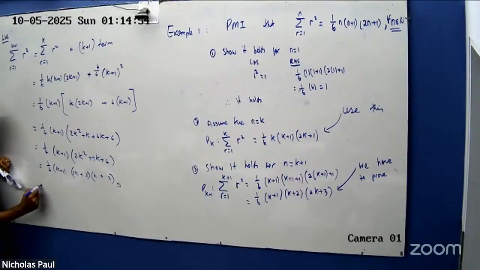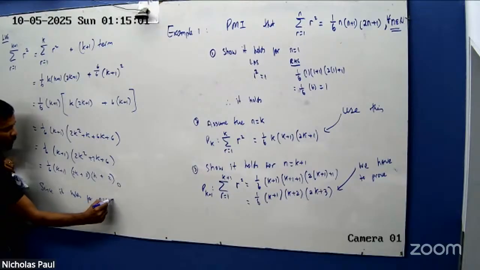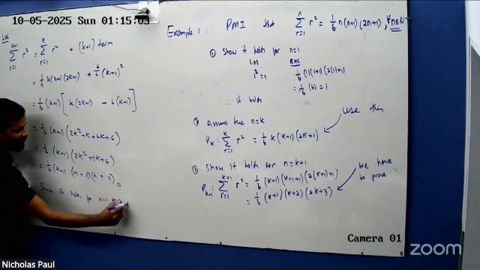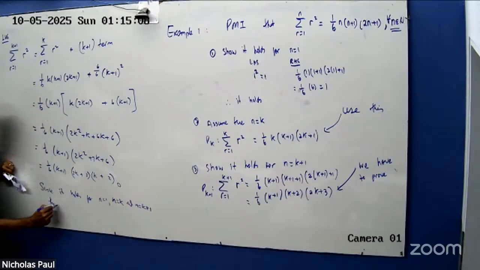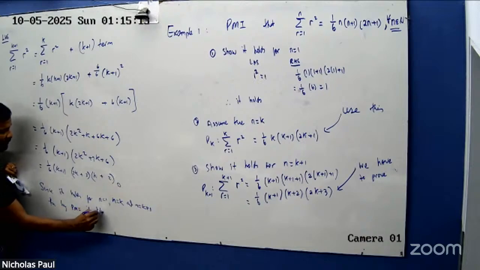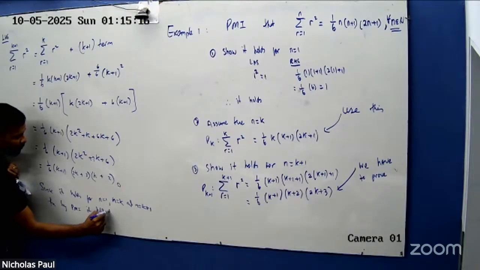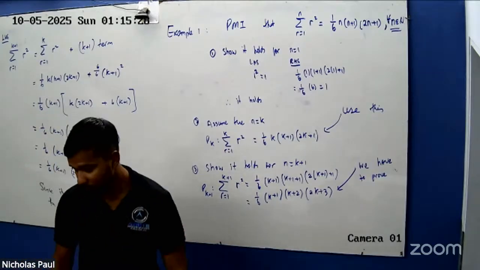Right. So now you have to write your last line. Since it holds for n equal to 1, n equal to k, and n equal to k plus 1, then by PMI, it holds for all n belonging to natural numbers. Okay? Take it here. Copy it out.